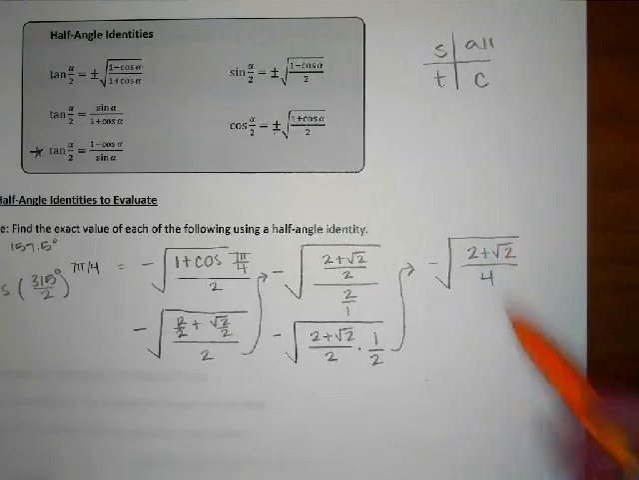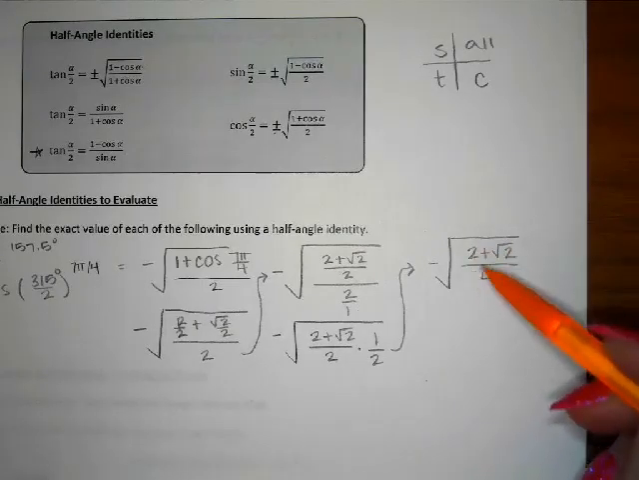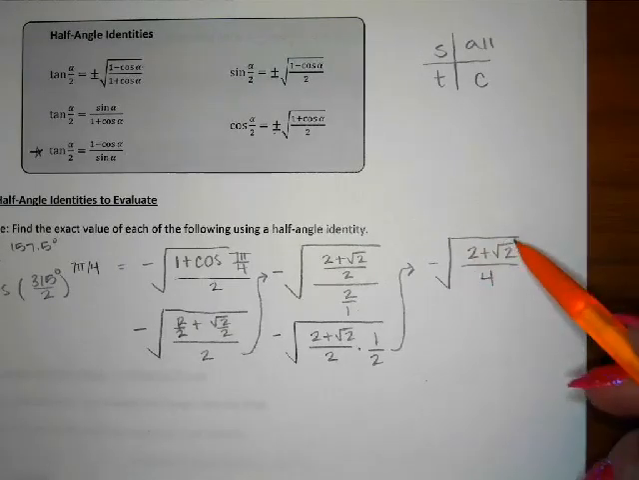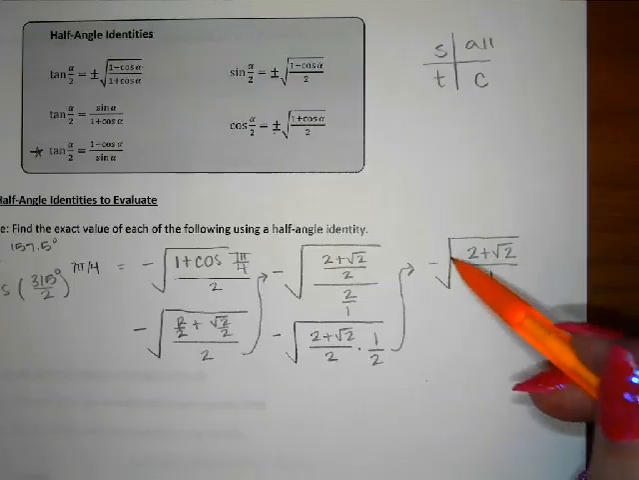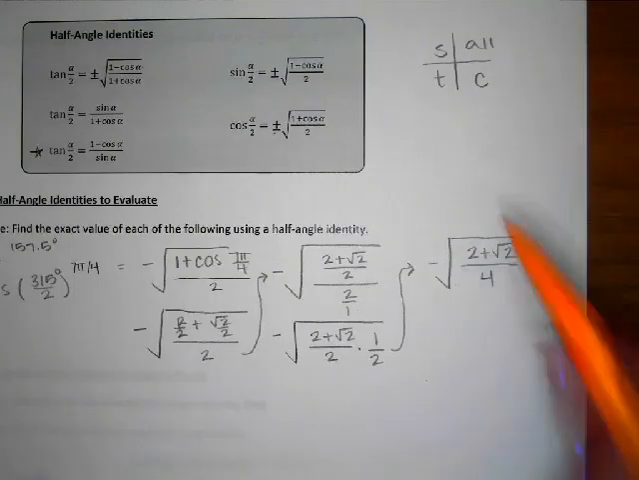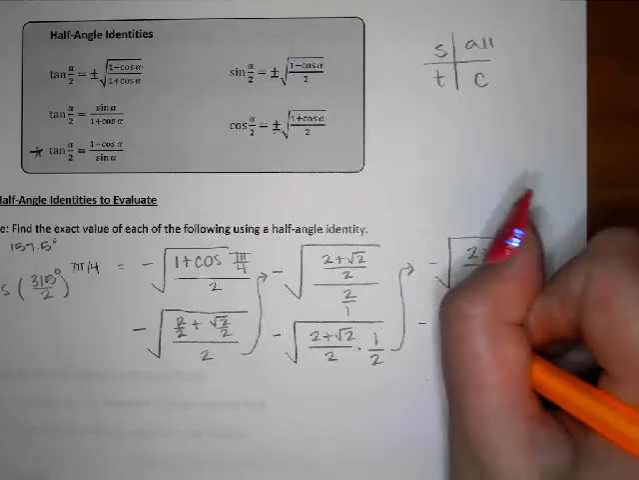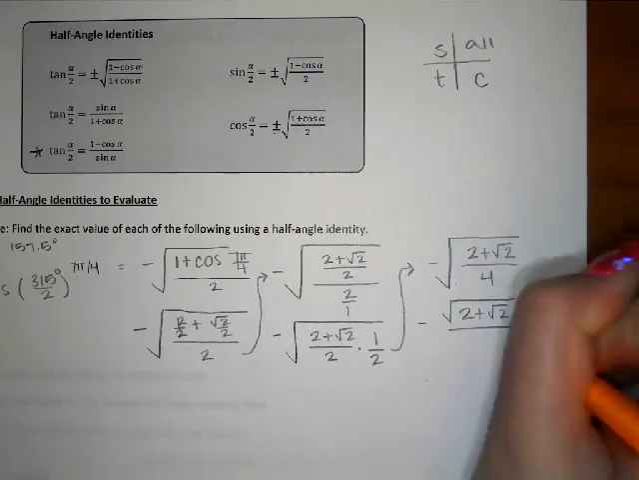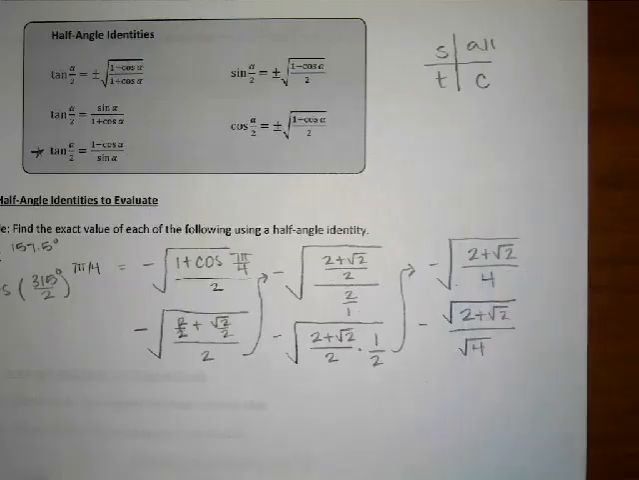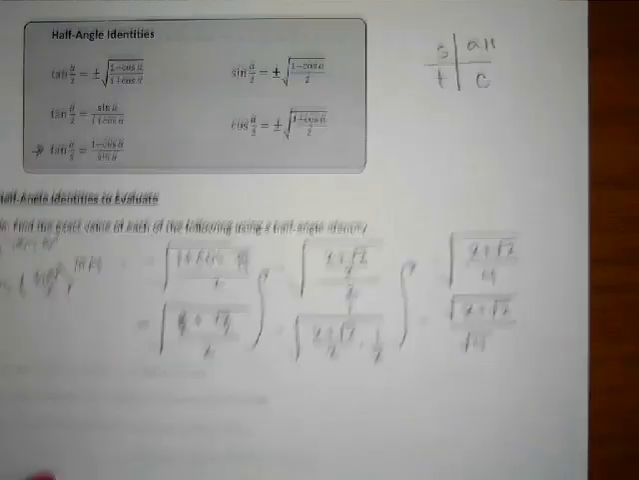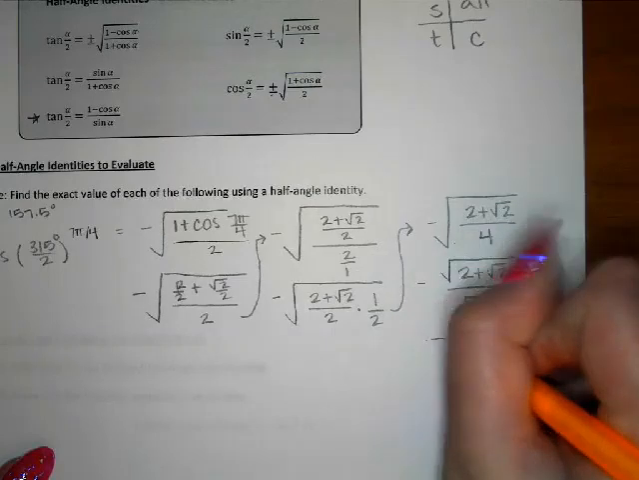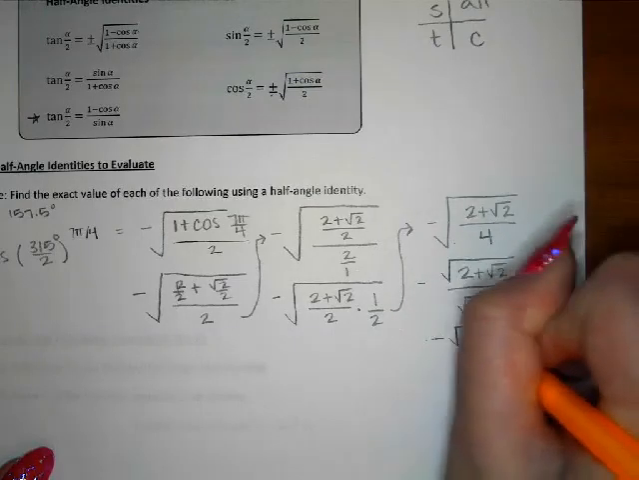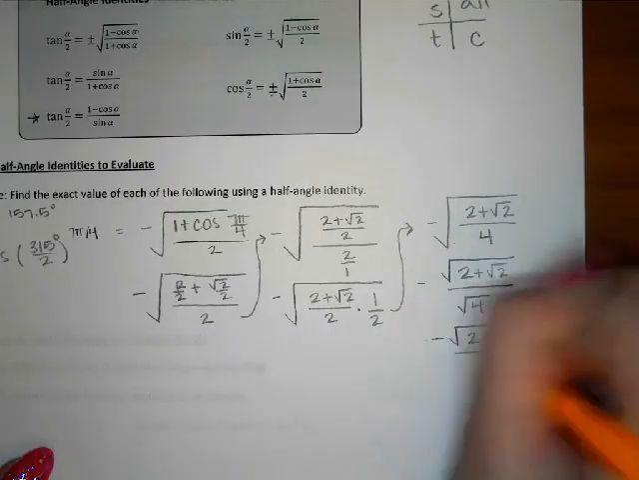Okay, now when you have a fraction that is being square rooted, that square root really applies to the top and it applies to the bottom. So what we have is negative square root of 2 plus root 2 over square root of 4. That's what we actually have. And luckily for us, the square root of 4 is just 2. So this is negative square root of 2 plus root 2, over 2. And this is our final answer.